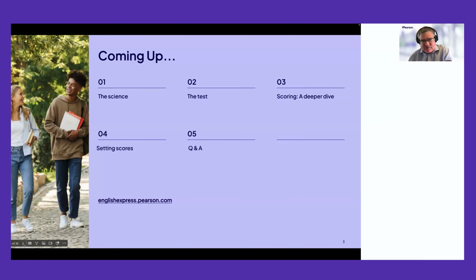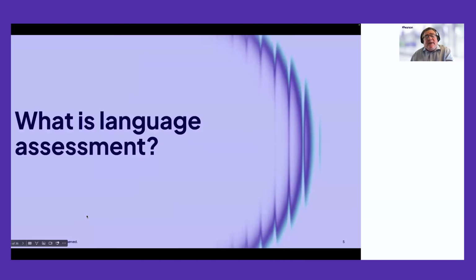science of setting scores. So, when we are thinking about setting scores, I think one of the fundamental questions that we have to ask ourselves is what is language assessment and what is language? We're asking for people to get to a certain standard in terms of, in many cases, English language proficiency, although it's not always English language proficiency. And so if we're asking people to get to that certain standard, what do we really mean by language assessment?